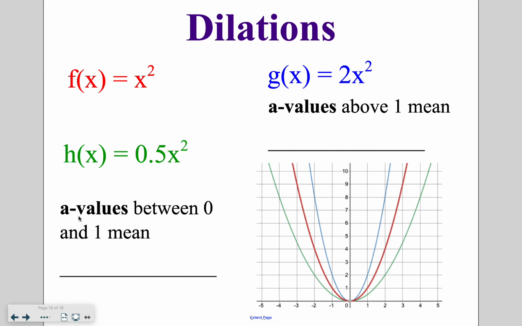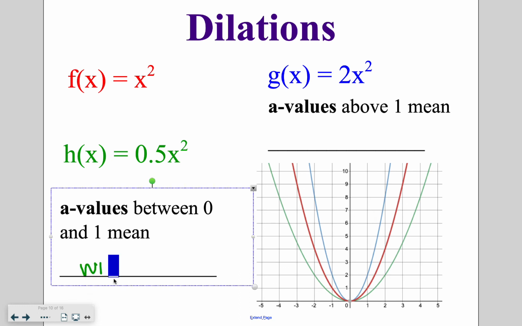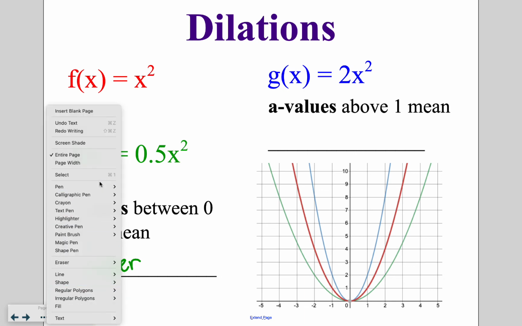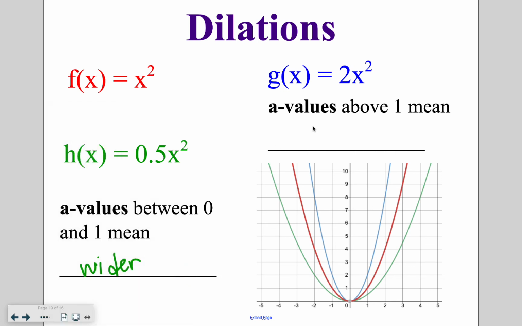So that means when the a value, the number in front of x squared, is between 0 and 1, your function is going to get wider. It is going to stretch out beyond where that original graph would go. On the flip side of that, if it is bigger than 1, that means it is going to be getting narrower. Now notice right now, these are all positive values.